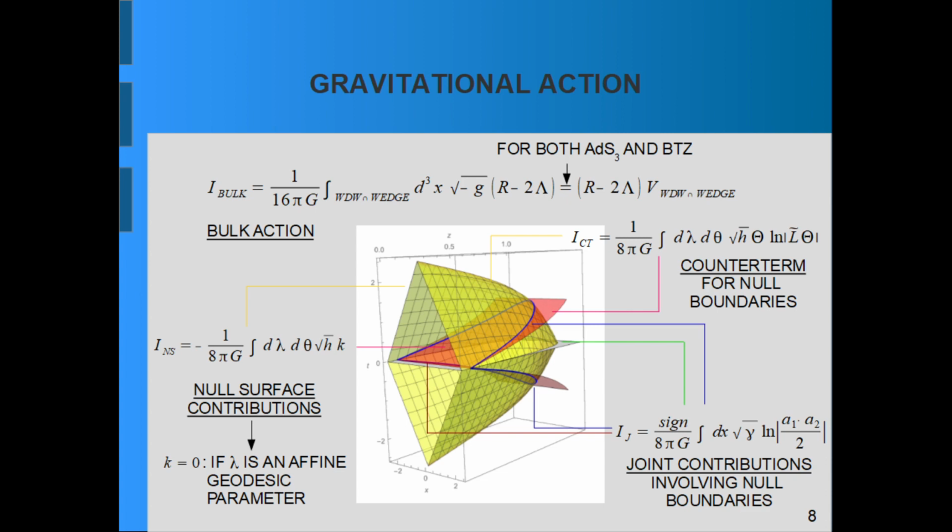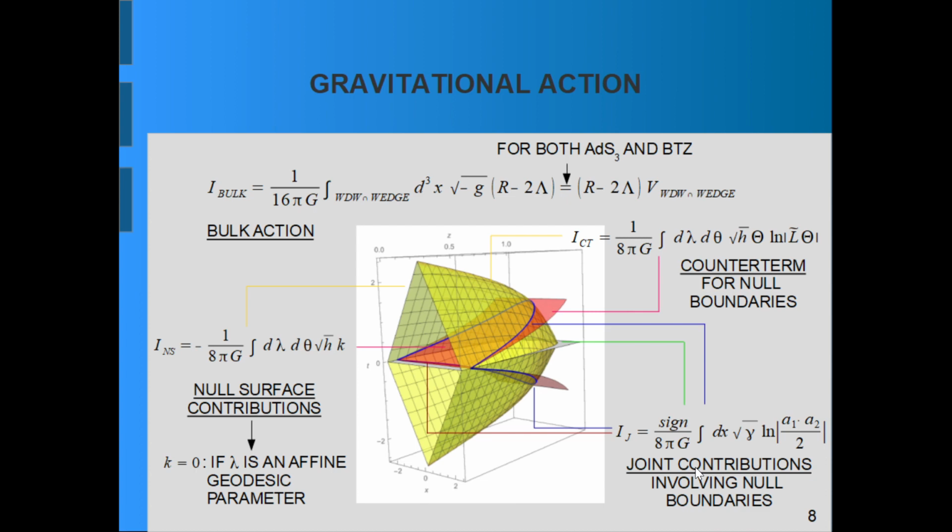The first one is the bulk one, given by the Einstein-Hilbert action. For both AdS-free and BTZ spacetimes, we note that the spacetime volume is a welcome gift from the bulk action, while if we want to compute the whole gravitational action involved in the CA conjecture, we have also to take into account the boundary terms. In particular, null surface contributions can be set to 0 by choosing lambda an affine geodesy parameter. We still have joint contributions coming at the intersection between two null boundaries.